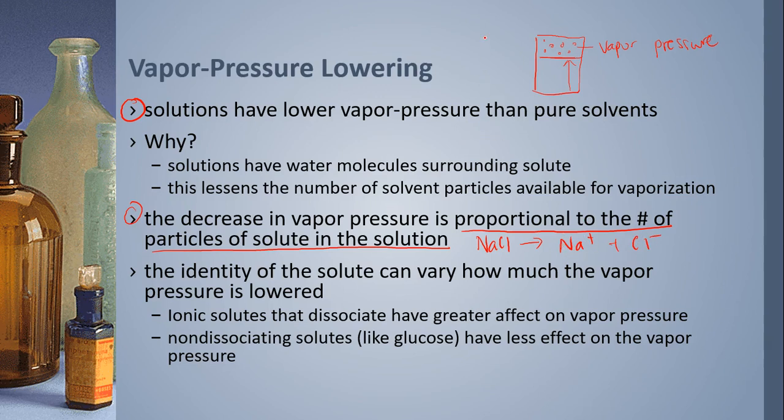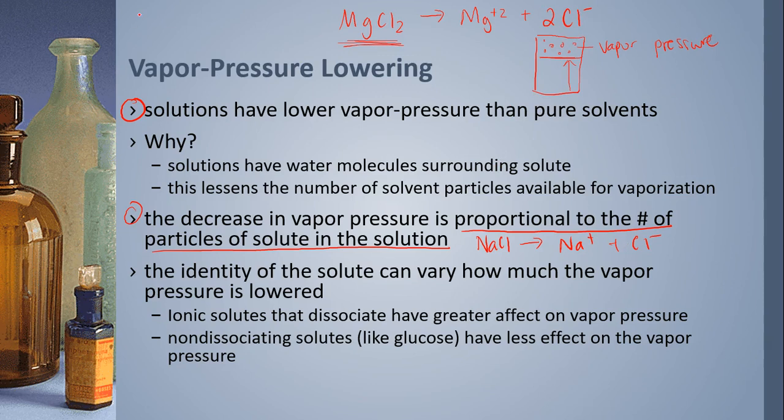So what if we had something different? What if we had something like MgCl2? What does that break up into? It breaks up into an Mg2+ and 2 Cl-. So this one breaks up into 3 pieces. So if this one breaks up into 3 pieces and this one breaks up into 2, MgCl2 is going to do the most damage to the vapor pressure lowering because it's 3 ankle weights instead of 2 ankle weights.